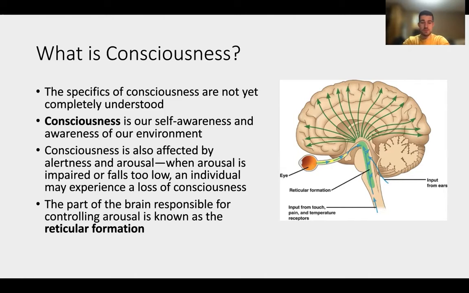So the part of the brain that's responsible for controlling arousal is known as the reticular formation. If you look at this diagram to the right over here, this is sort of just a cartoon diagram of where the reticular formation is, which is over here, kind of upper by the brainstem.